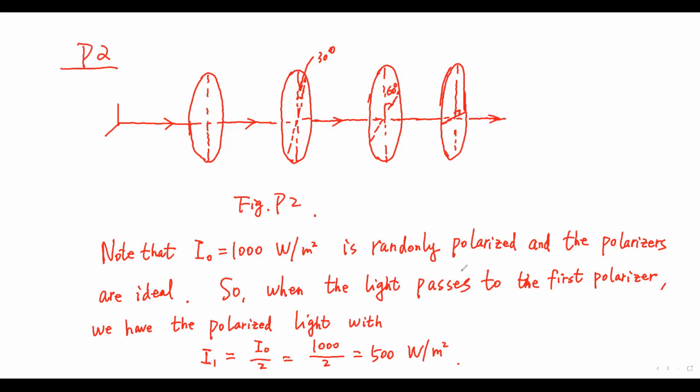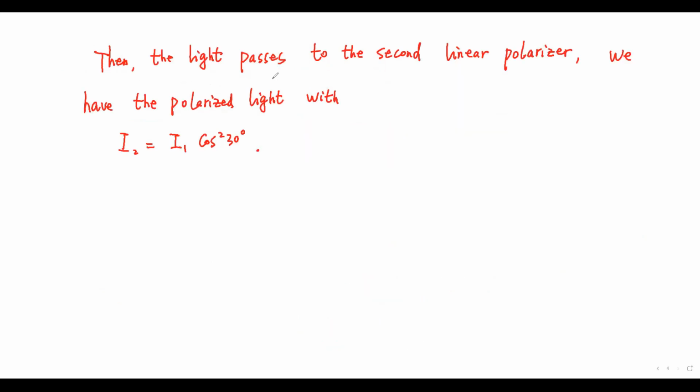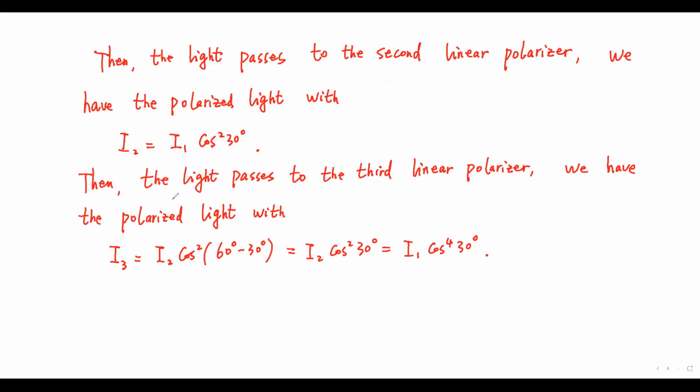Since I0 is randomly polarized and the polarizers are ideal, when the light passes the first polarizer, we have the polarized light I1 equals half of I0 equals this value. Then the light passes to the second linear polarizer. We have I2 equals I1 times cos squared 30 degree. Then the light passes to the third polarizer. We have I3 equals I2 times cos squared of (60 degree minus 30 degree).